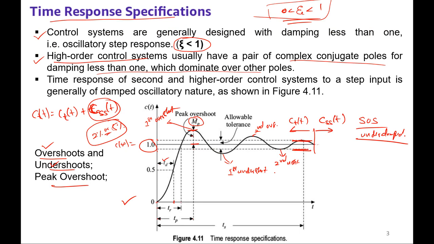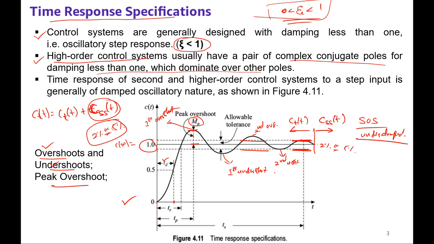Yes, if I take this instant, the response is crossing this tolerance band here. So it is not achieving the steady settle. The response is not settling within the tolerance band here. So if I consider this time, yes, the response is settling within this tolerance band of plus or minus 2% or 5%.